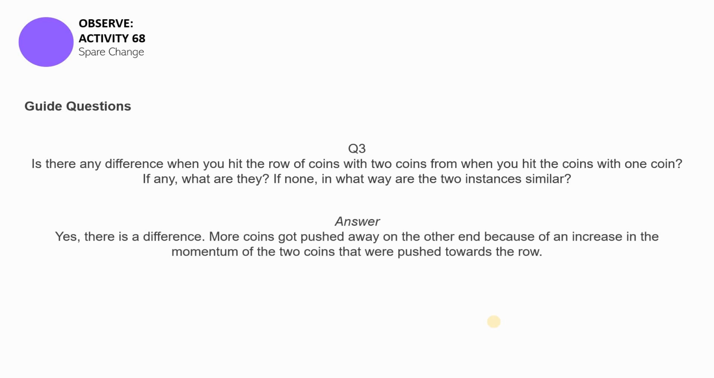Now, for question number 3, yes, merong pinagkaiba yun. More coins got pushed away on the other end because of an increase in the momentum, that is an increased mass of the coins that were pushed towards the row. That is if you did this properly, okay, if you did this correctly.